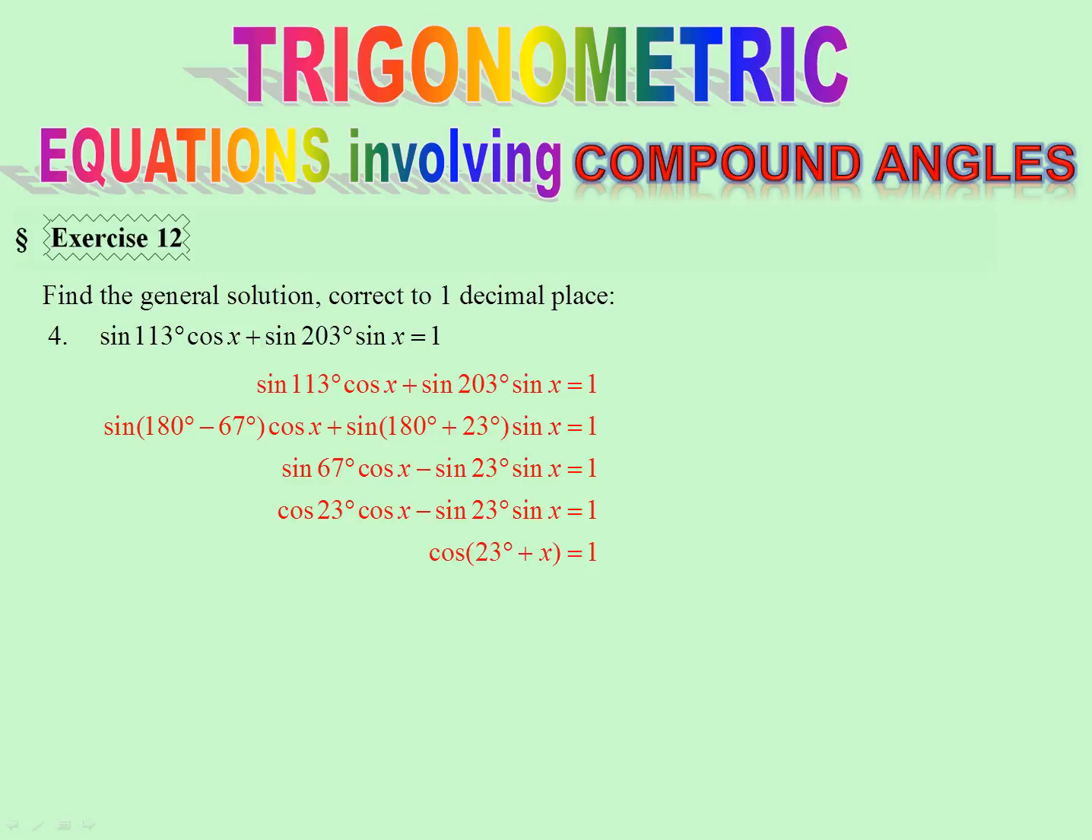Cos of (23 plus x) equals 1. Which means 23 plus x equals k360, because that's the value for cos theta equals 1. Subtract 23 degrees, and there it is. You could have written this as 337 degrees plus k360 if you like, but that's fine as it is.